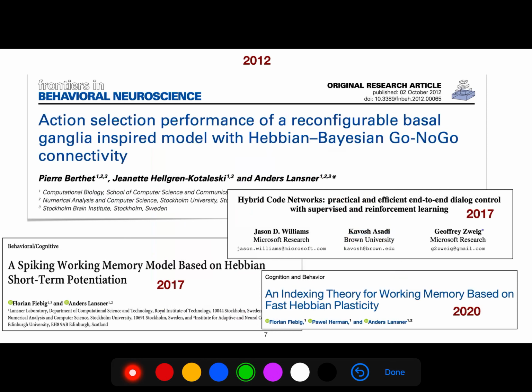Now I want to explain another beautiful article of this great team at KTH University, an amazing team, but this one is on action selection. Go, no-go refers to the direct pathway and indirect pathway, and it's a different work.